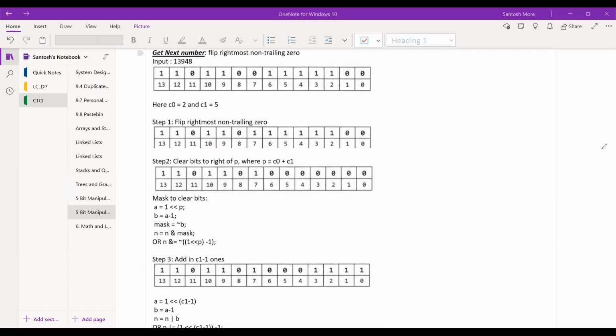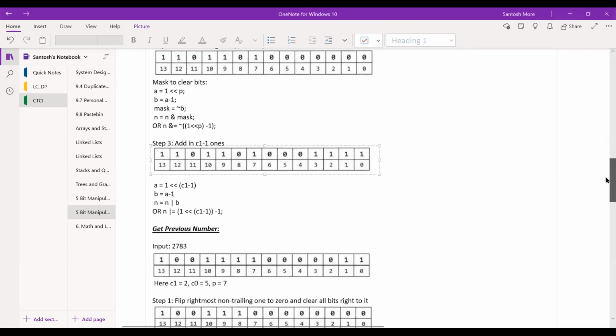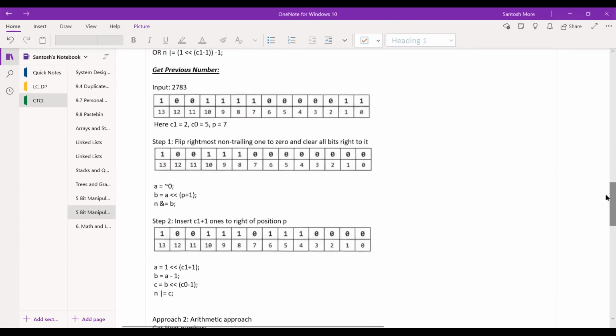But for the previous number, we have to find the lowest number in that case.